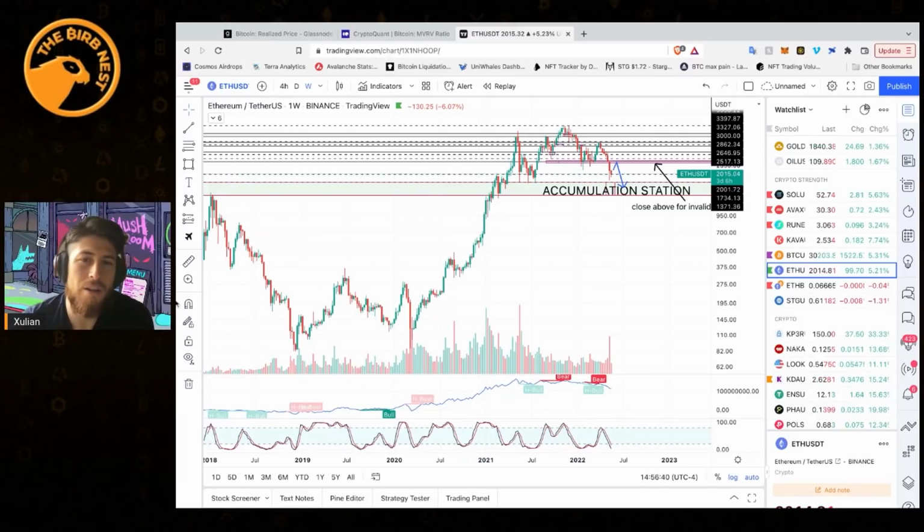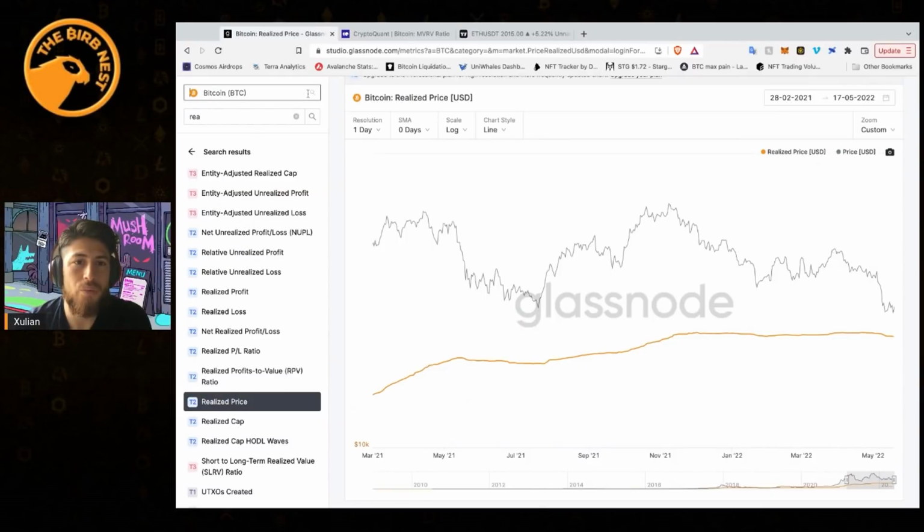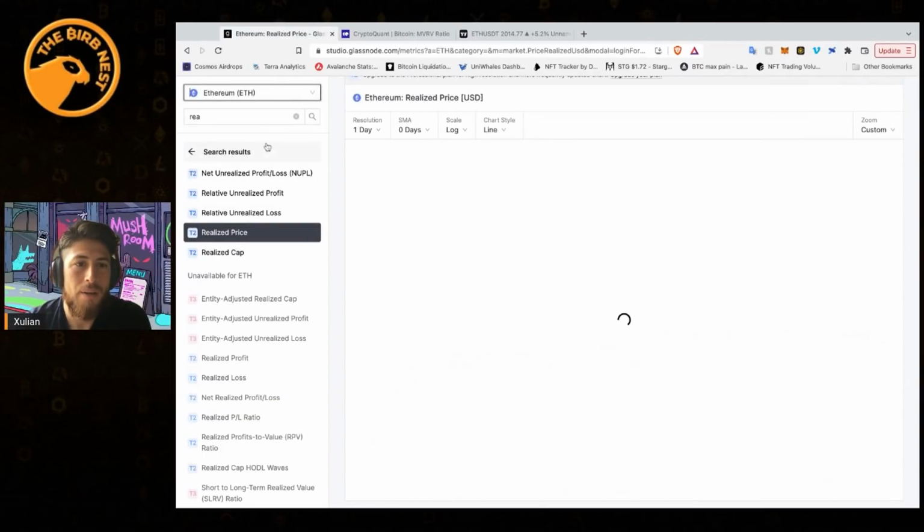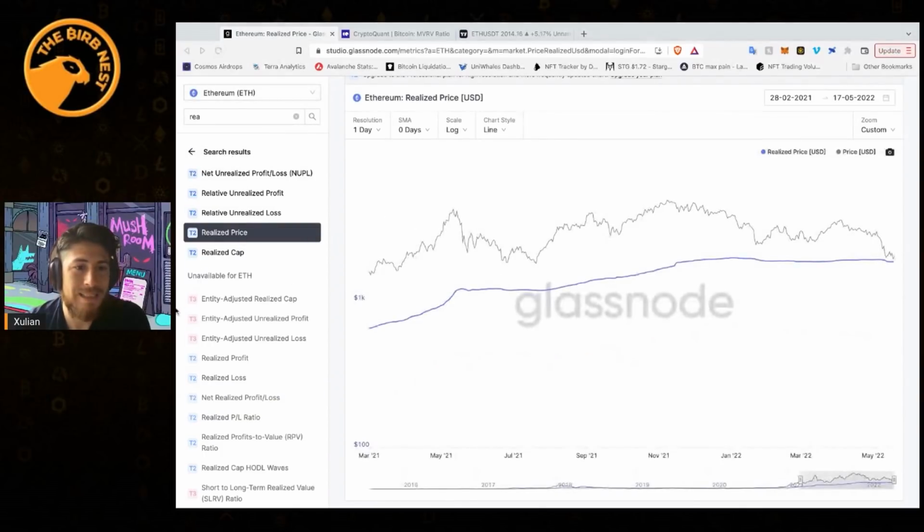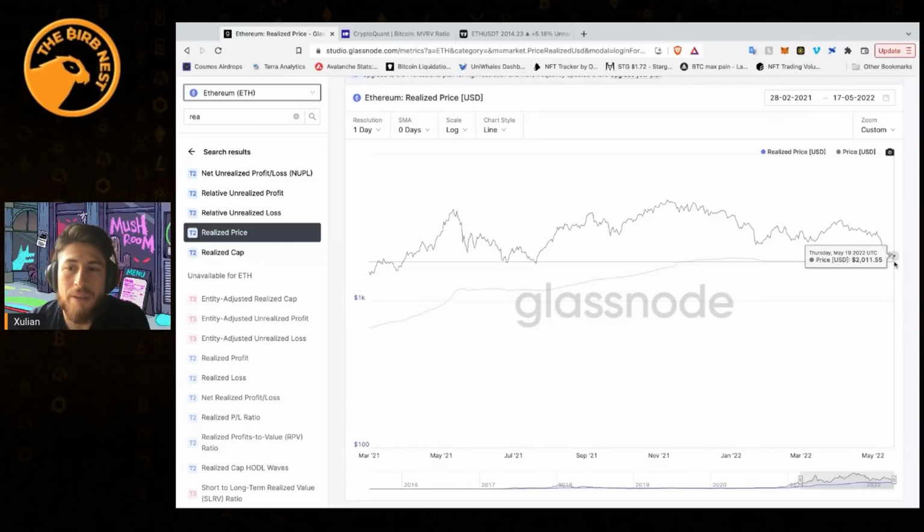So if I hop over now to the realized price on Ethereum, we can see where that sits at the moment. So we can see Ethereum has already been almost bouncing off of that realized price. The realized price on Ethereum is 1800. And we can see we have kind of bounced right off it.